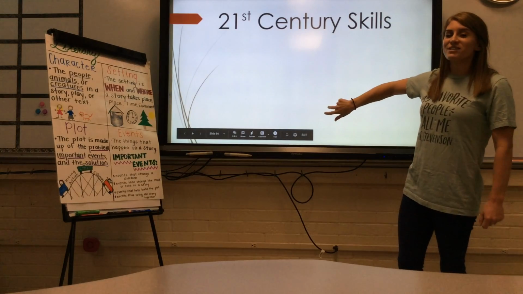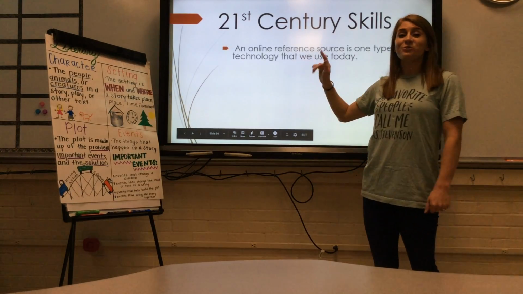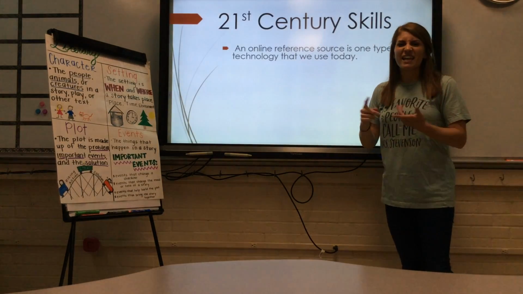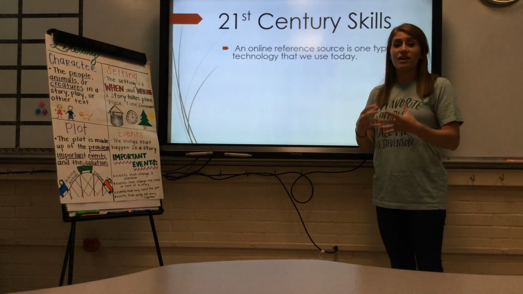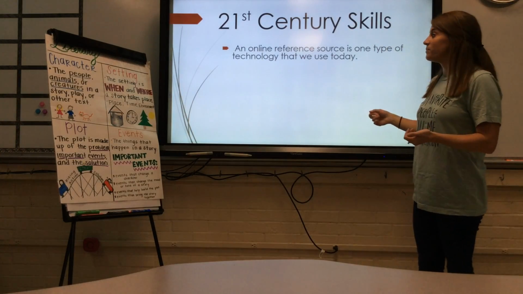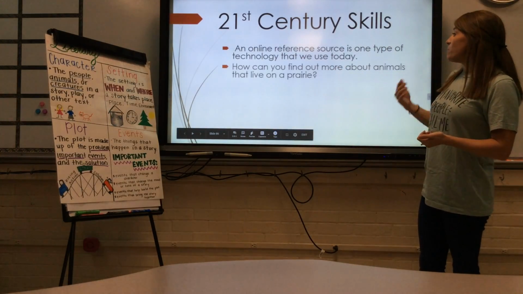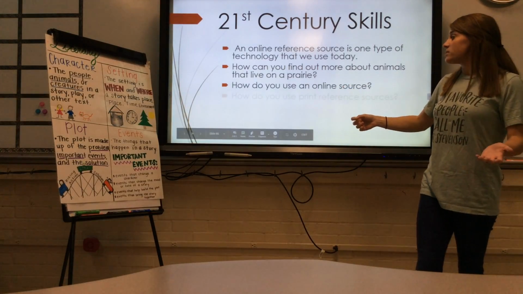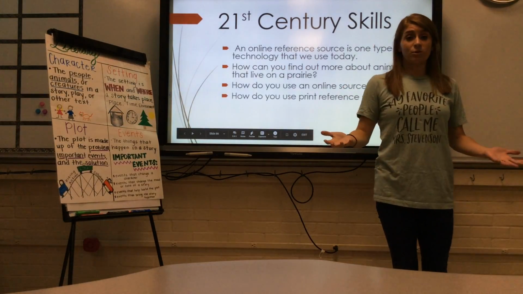All right, 21st century skills. An online reference is one type of technology that we use today. Anytime you Google anything or look anything up, you are using an online reference. How can you find out more about animals that live on a prairie? How do you use an online source? How do you use a print reference source?